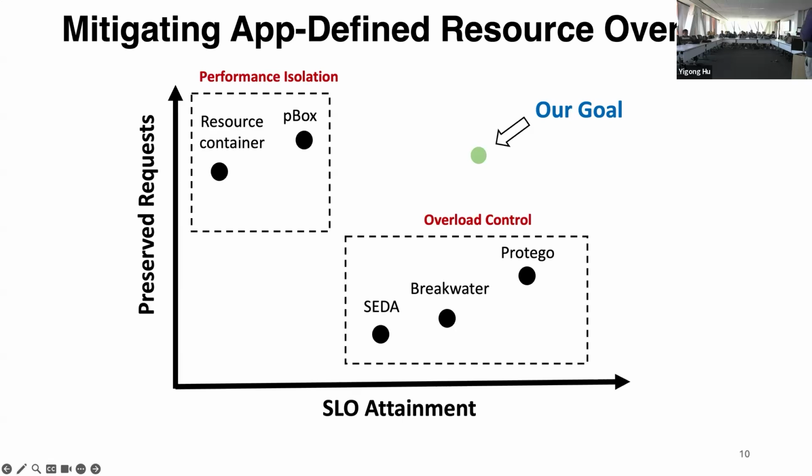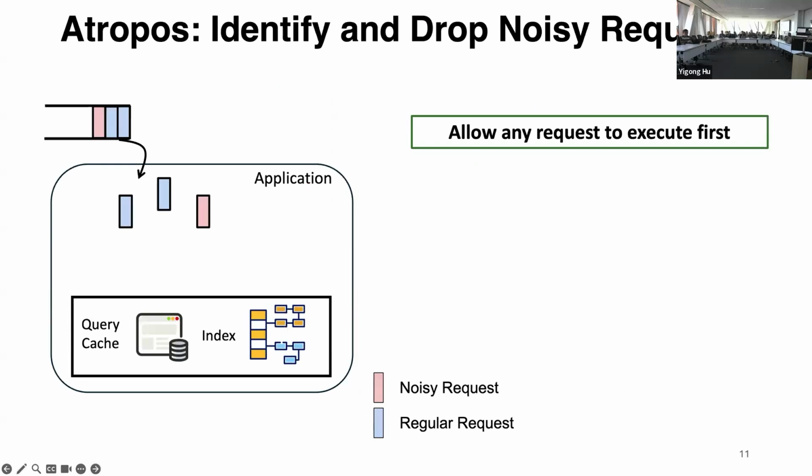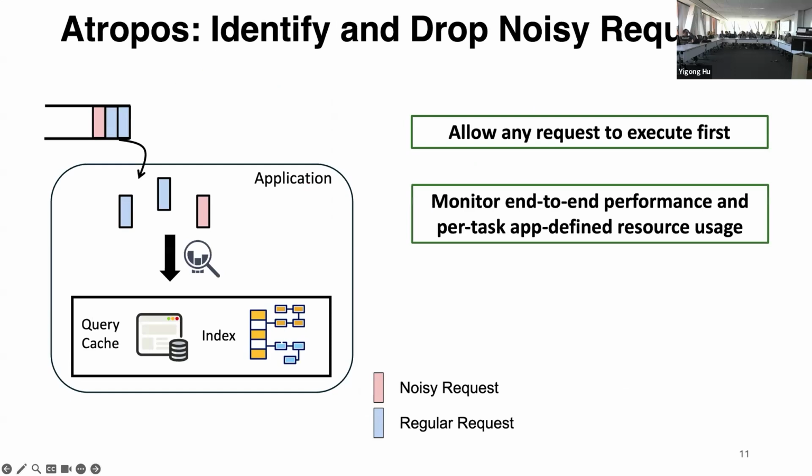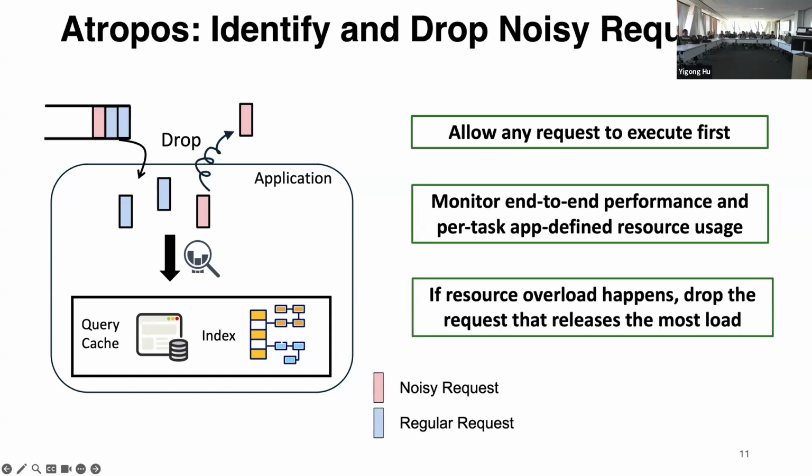So how do we achieve this goal? At a high level, we have adopted 3 steps. Instead of doing admission control in the request phase, we allow every request to run first. Then we monitor the application resource usage per request. And if we find some requests overload the resource and cause end-to-end performance degradation, we will drop this executing request from the application. By this detailed tracing, we know exactly which request is causing the issue, and we just drop this one request without hurting others.